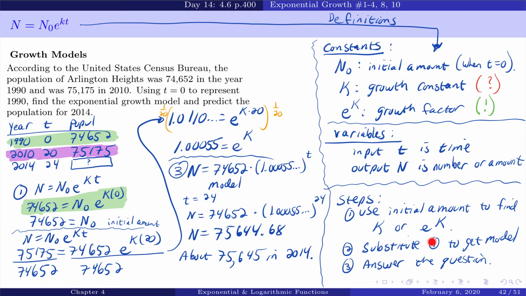So this is step 2. Well, actually, this is step 1. I've just found e to the k, and now I can go back and answer the question.